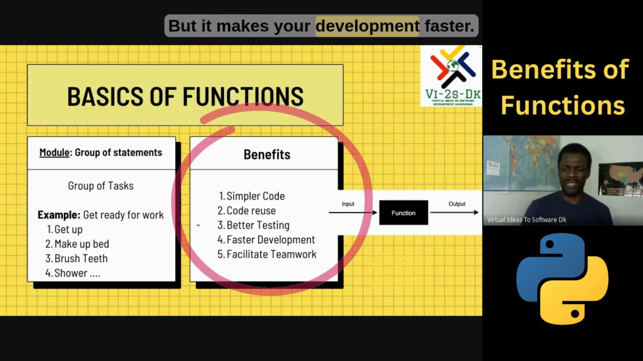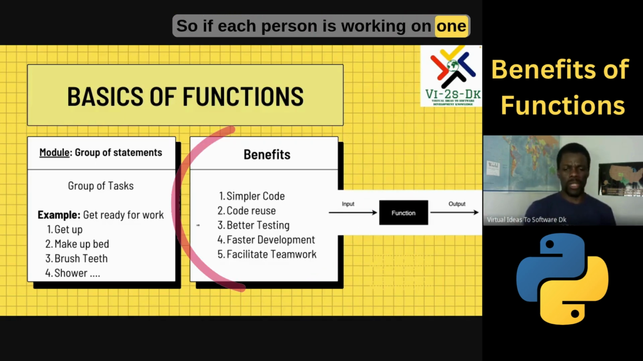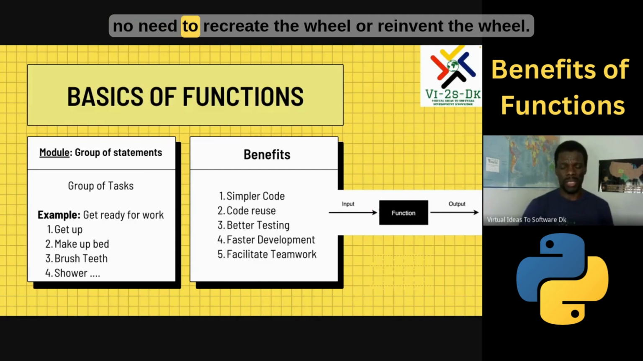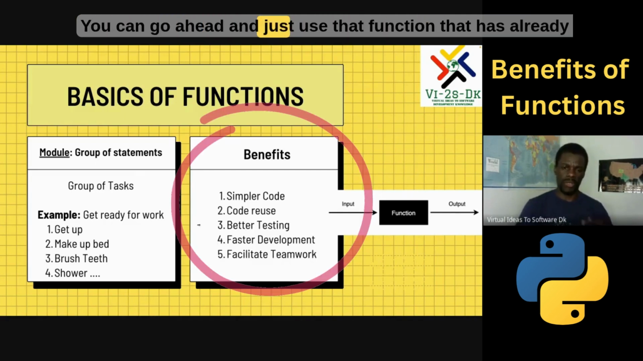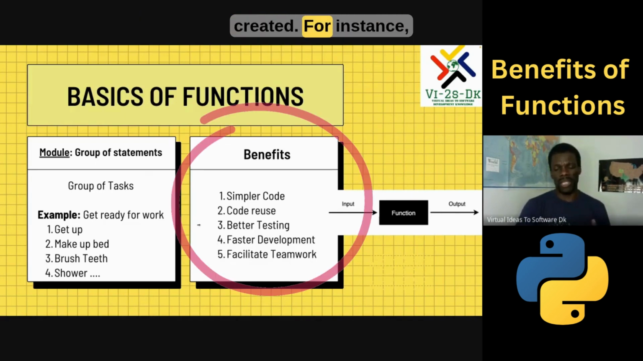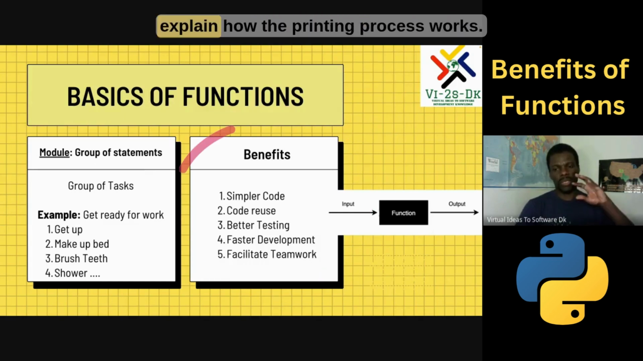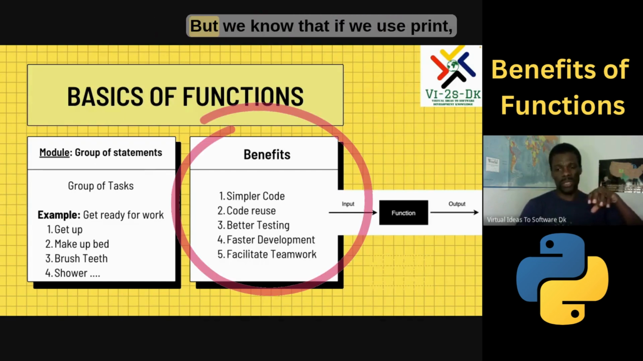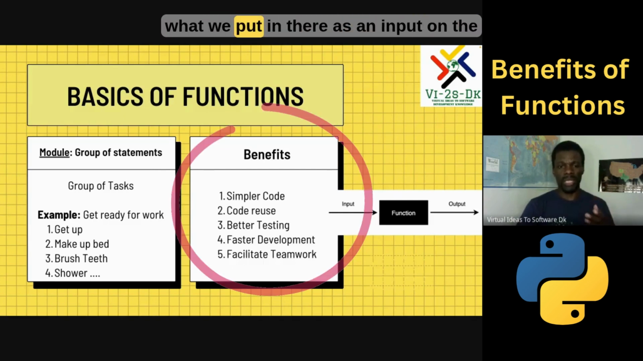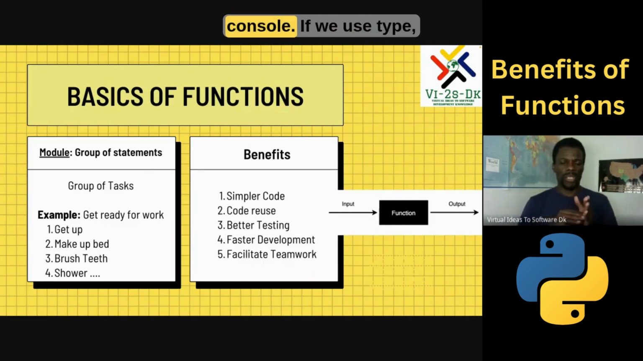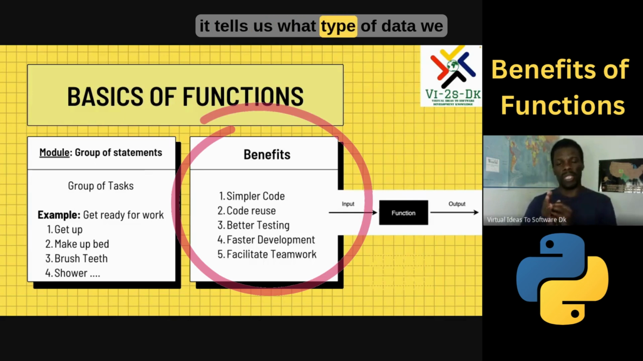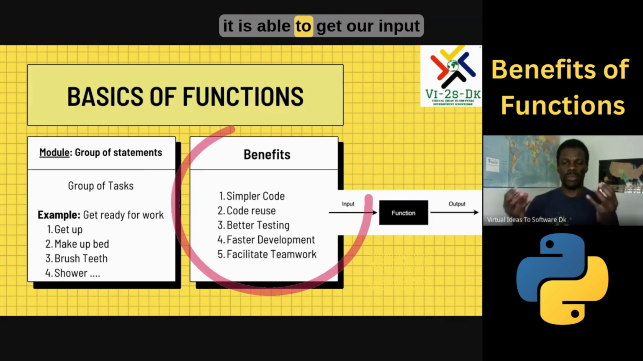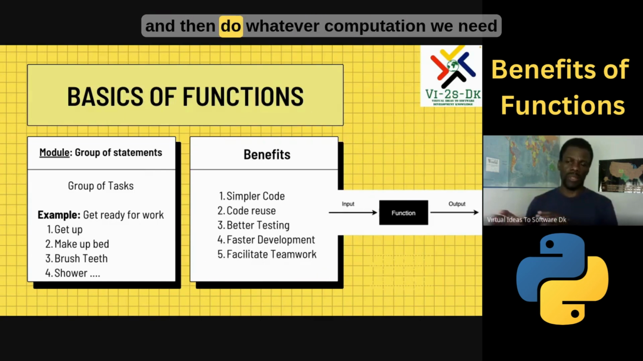It also makes your development faster. If each person is working on one function, you already have a function. No need to recreate the wheel or reinvent the wheel. You can go ahead and just use that function that has already been created. For instance, we have never had to write code that explains how the printing process works. But we know that if we use print, it just executes and spits out what we put in there as the input on the console. If we use type, it tells us what type of data we entered in the parameter. If we use input, it is able to get our input and then do whatever computation we need with that.